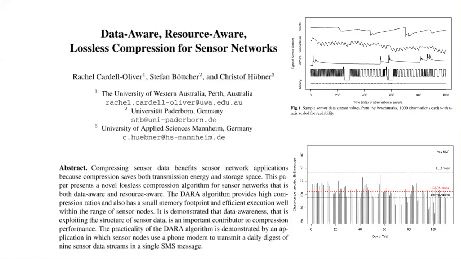Then it builds a special code called a Huffman code that encodes the most common symbols using a very small number of bits, and rarer symbols are encoded with more bits. In our experiments, we were able to reduce the size of a whole day's data to a few characters that could be sent in a single SMS message. If you can see on the right there, the red line is our compression value, and the bottom line is actually the Shannon limit, the entropy limit. We were able to get very close to that in a real system using real world data. So that was a useful result.